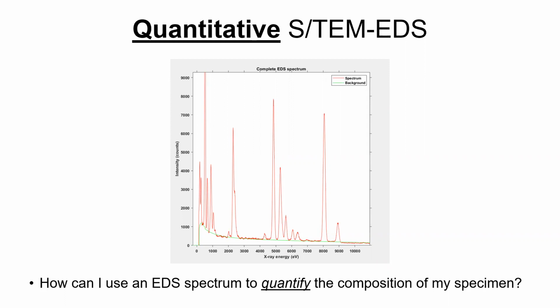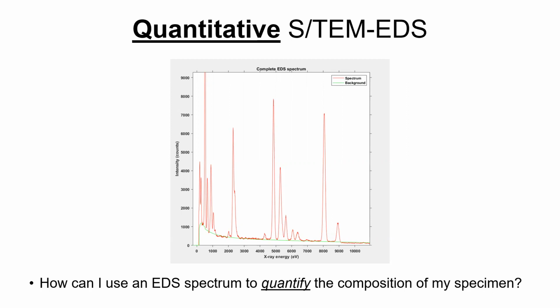So, I've been working on this for a few days now, actually, and we're going to talk about quantitative EDS in the STEM today. I'm sure the majority of you are familiar with EDS, but for those of you who are not, this is where you are using characteristic X-rays generated from the sample as a result of inelastic scattering for chemical analysis to figure out what elements you have present. Specifically, we're going to talk about how to use that information to quantify the composition of your specimen.